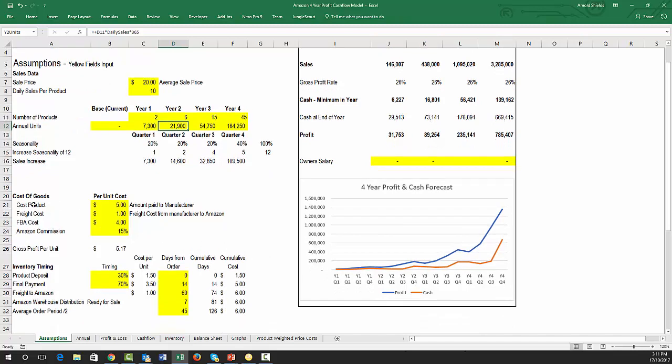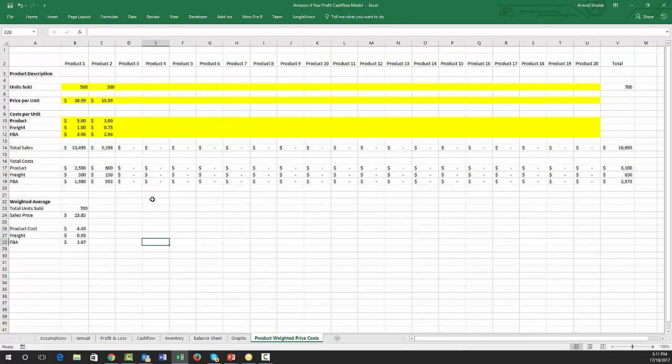So then we've got our cost of products. This will be the cost of the product from the manufacturer, including packaging costs, etc. This will be the average cost. However, if you wanted to look at it in terms of, okay, I've got one product selling at $15.99 that's costing $3 and another one costing $5, but it's selling more, you could put these in here and it'll give you the average product cost. So this is in the product weighted price costs.